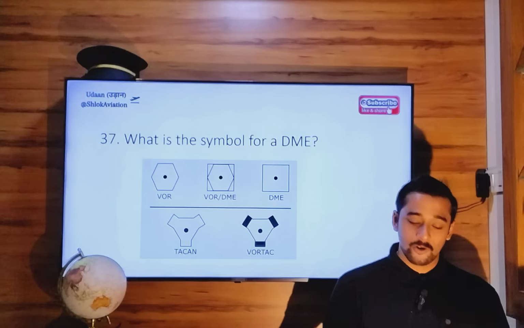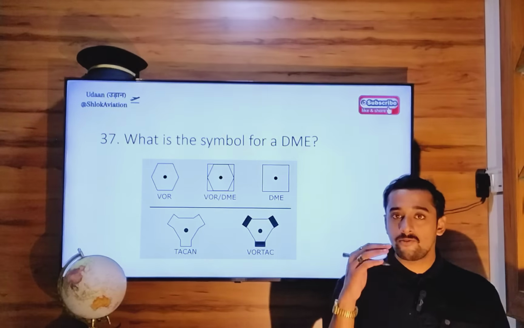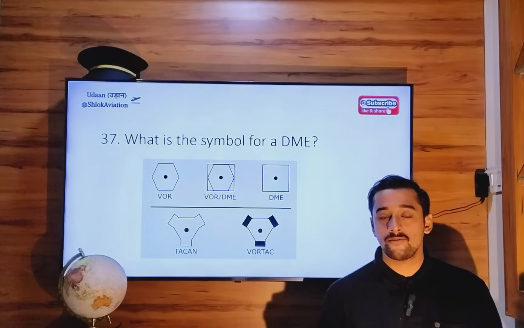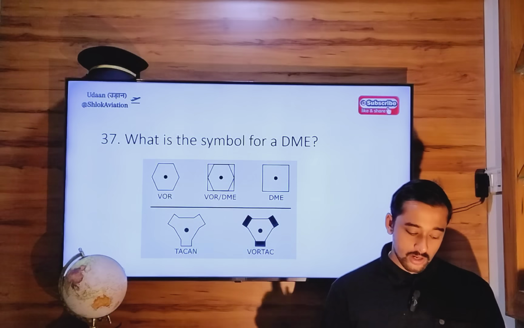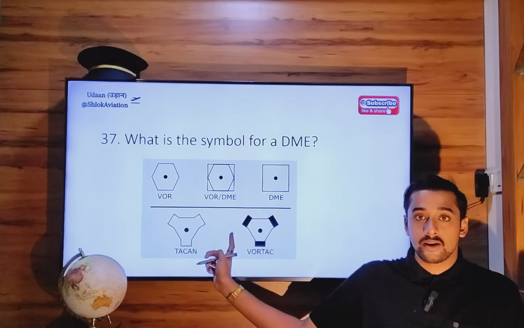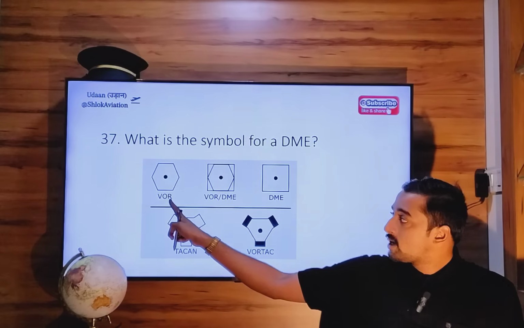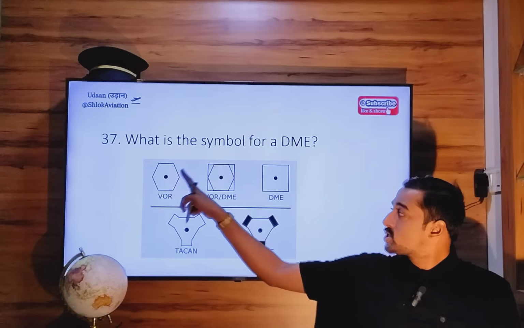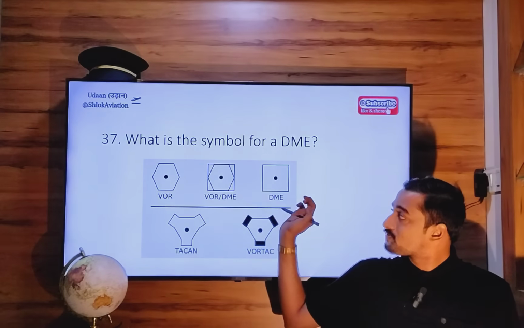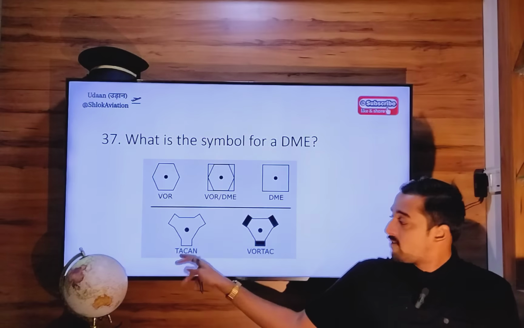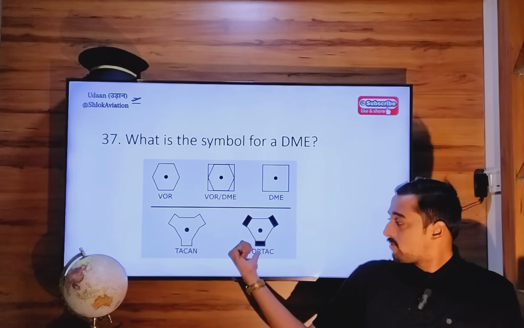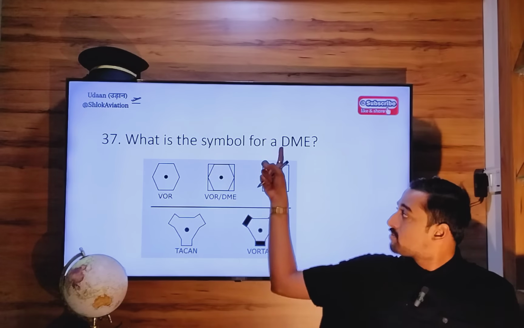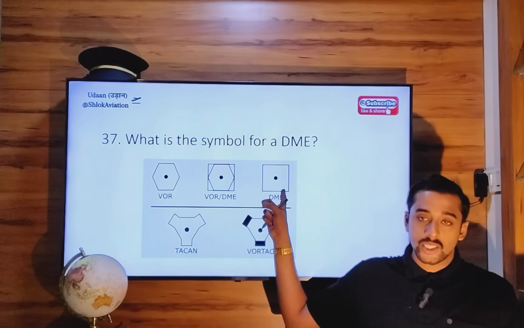What is the symbol for a DME station? So there will be 4 diagrams given to you. Out of those 4 diagrams, you have to select that diagram which belongs to DME. So remember all these diagrams. These are relevant to your flying. VOR is represented like this. VOR, DME, combination of this and this. Tactical air navigation and VOR and tactical air navigation. Okay, so the DME symbol is a square with a central dot.